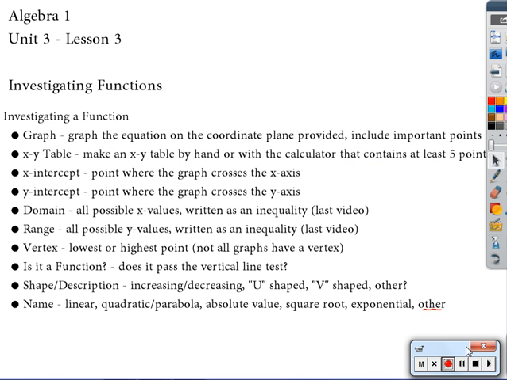Okay, investigating functions. One of the primary things here is going to be knowing what all of these things mean and how to find them. A graph, an XY table, x-intercepts, y-intercepts, domain and range, vertex, determining if it's a function or not. Okay, and what is its shape, and does it have a name? Okay, so we're going to go ahead and get started.